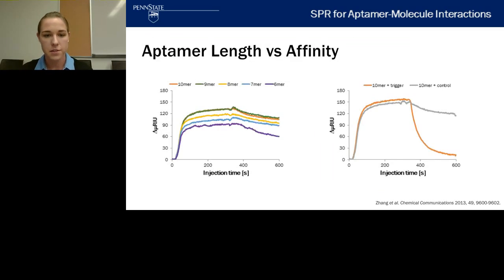We can also use surface plasmon resonance to evaluate the binding affinity of aptamers versus their length. So in the image on the left, we can see the sensorgram showing that different lengths of aptamers have different binding affinities, and that we can use, yet again, a triggering sequence on the right to release these aptamers from their target.